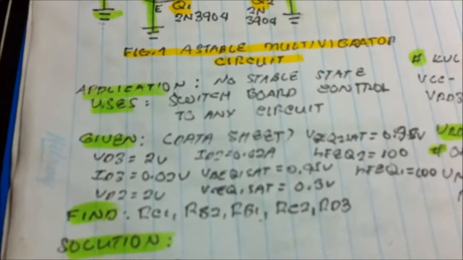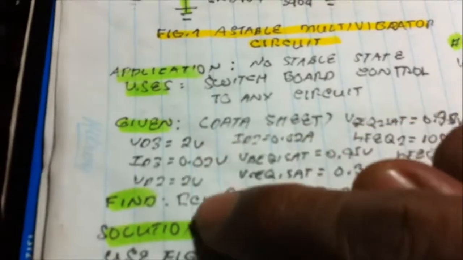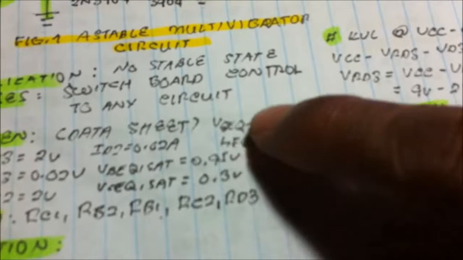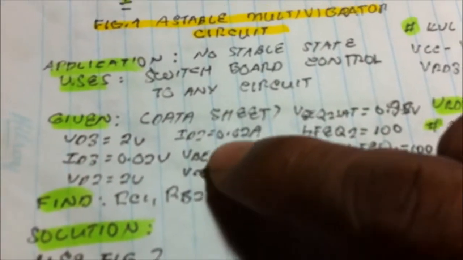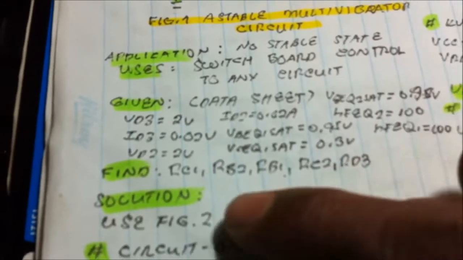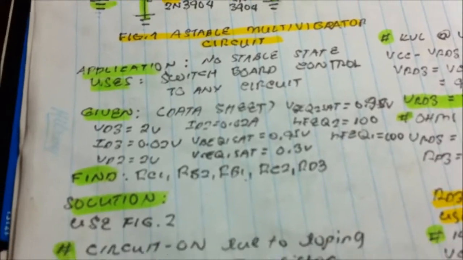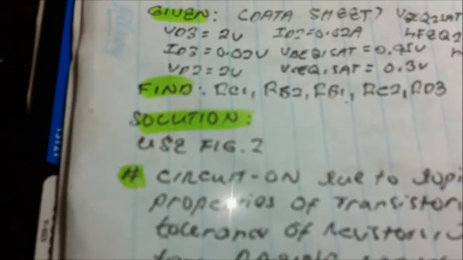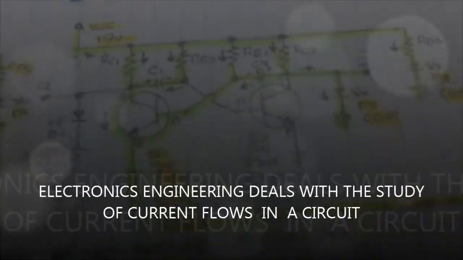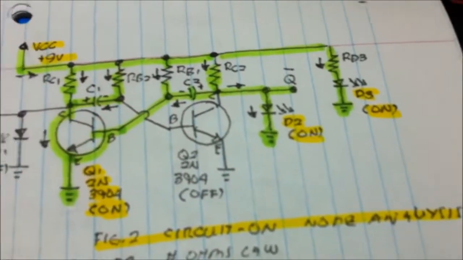We got this in the data sheet of the diode and also the transistor. It is all given: hFE, VCE(sat), VBE, current rating of the LED, and the voltage rating. We're going to find the values of all the resistors. So let us now begin. Solution. Use figure 2. So we have now here figure 2, circuit on, node analysis.